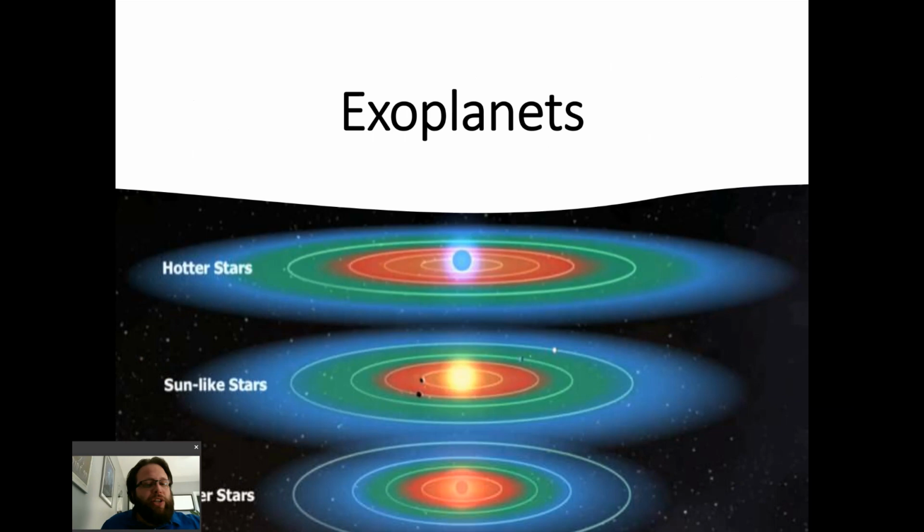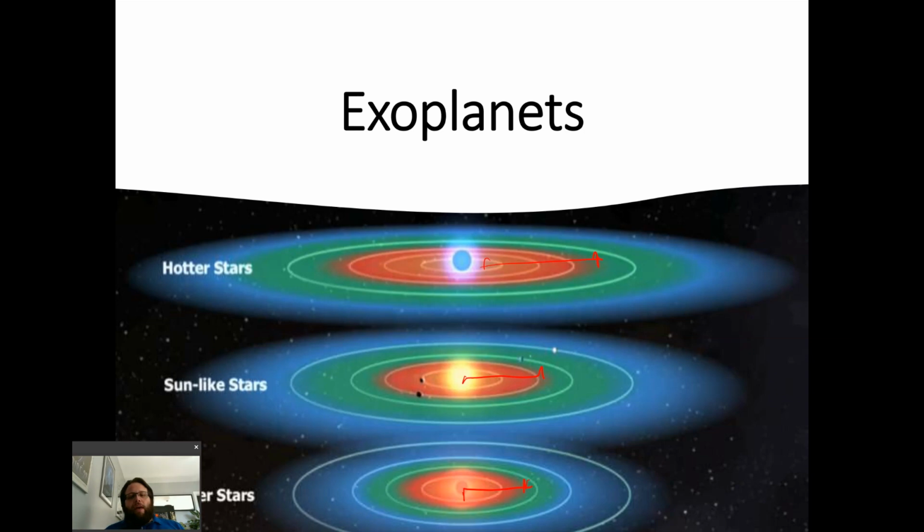So if we have a look at these regions for a variety of different stars, you can see that for hotter stars, this green region here, which represents the Goldilocks zone, is quite far away. For Sun-like stars, it's okay. But then when we get to our red dwarfs, it's much, much closer.